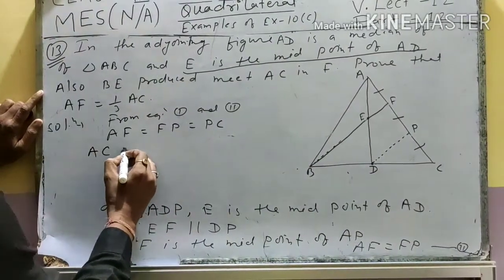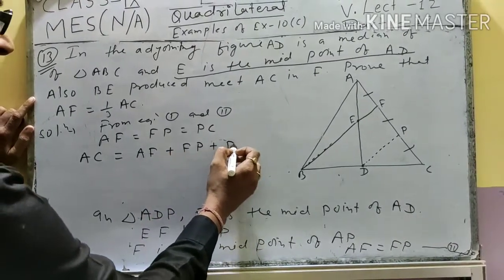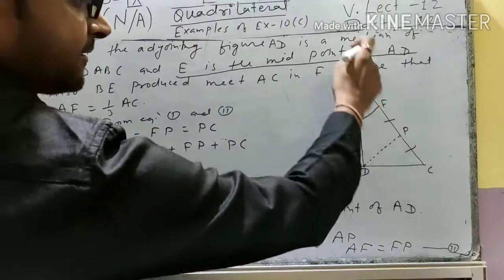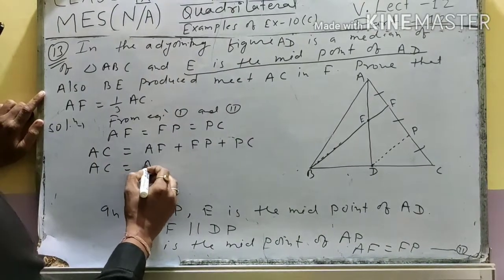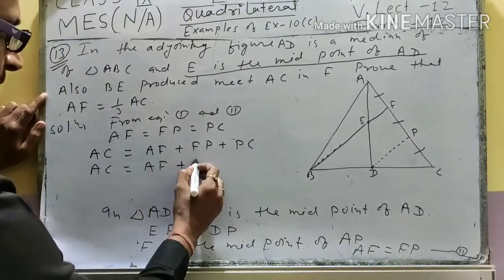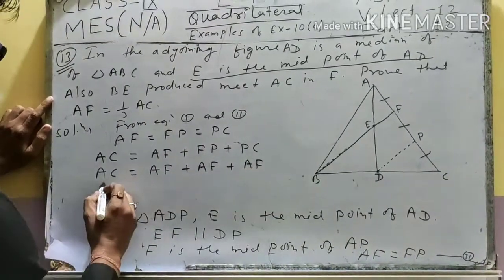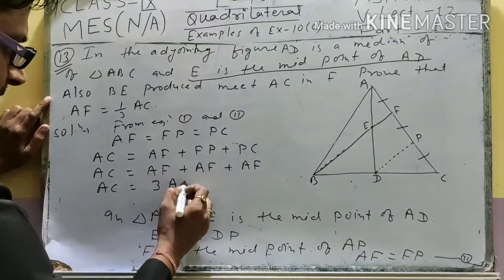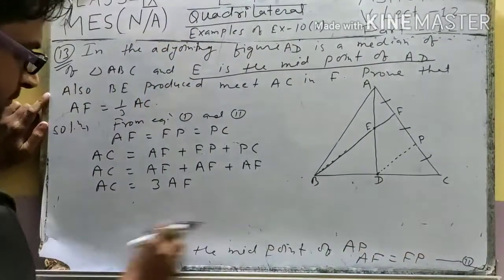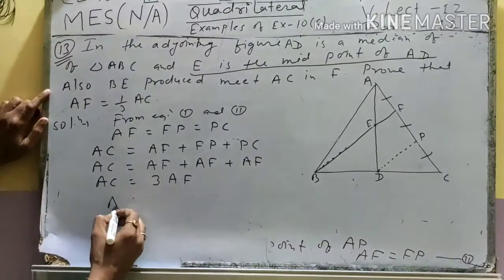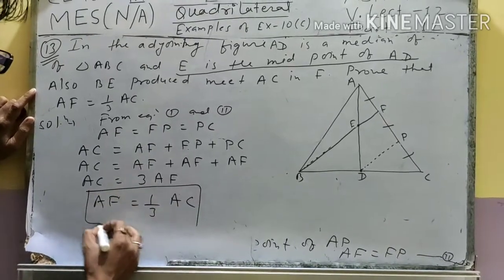Then AC is equal to AF plus FP plus PC. AC means the whole length is equal to this plus this plus this. So AC is equal to AF plus AF plus AF, since FP and PC are also equal to AF. So AC is equal to 3 times AF. So here student, AF is equal to 1 by 3 AC.